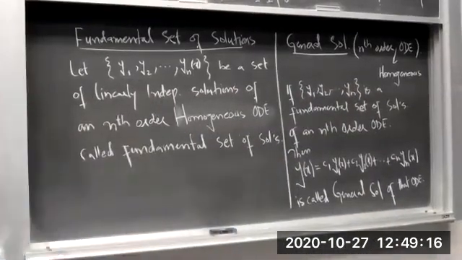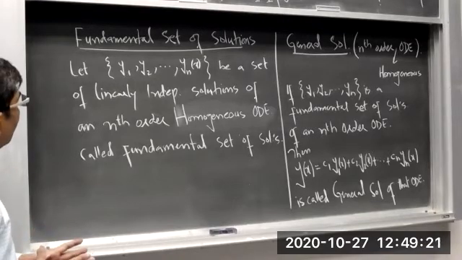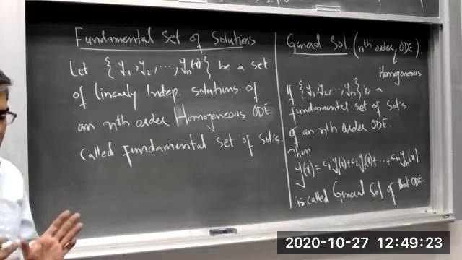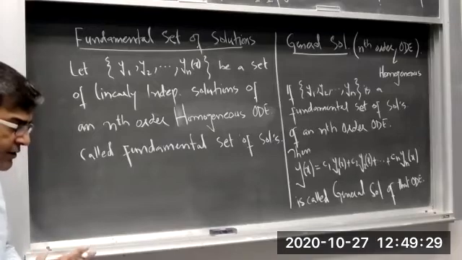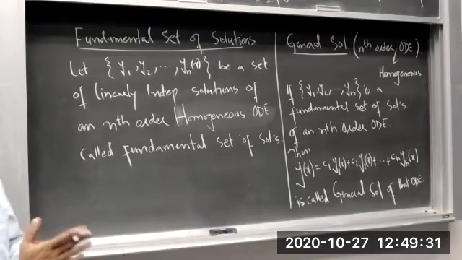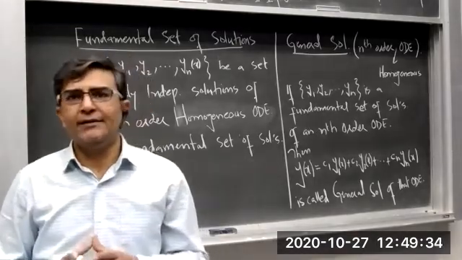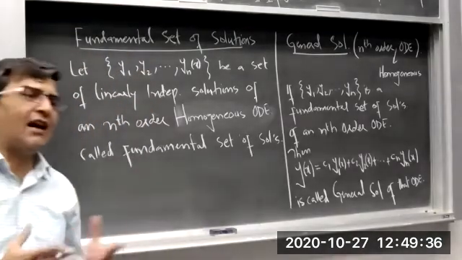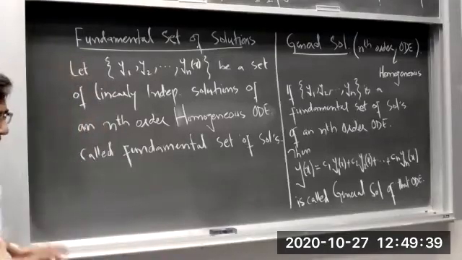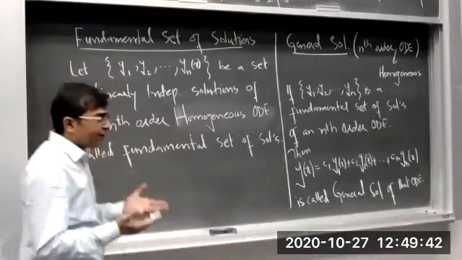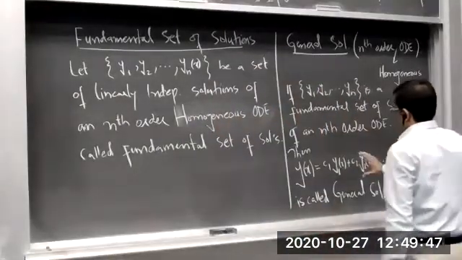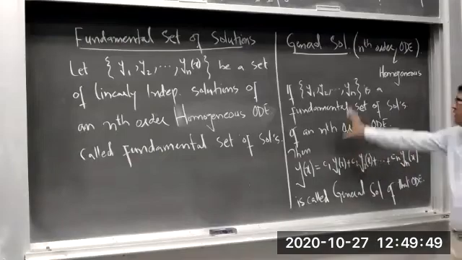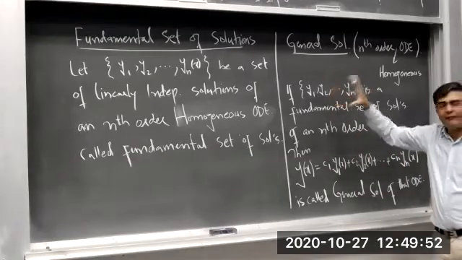So how do we write the general solution? To write the general solution of any differential equation, if that differential equation is an nth order homogeneous differential equation, then we must have a fundamental set which contains n linearly independent solutions of that differential equation. If this set exists, then we can write the general solution of that nth order homogeneous differential equation by writing the linear combination of those linearly independent functions.